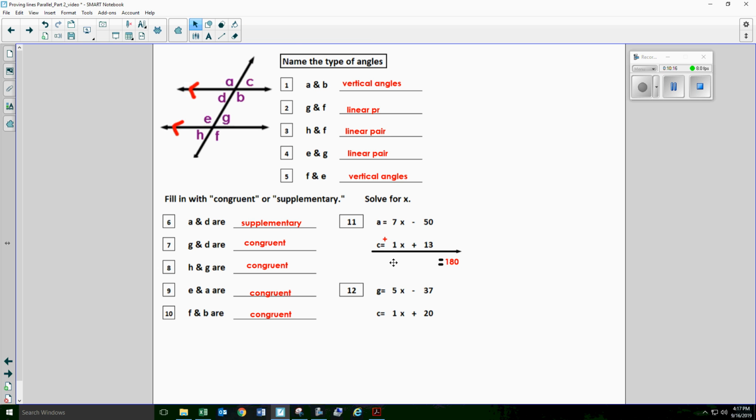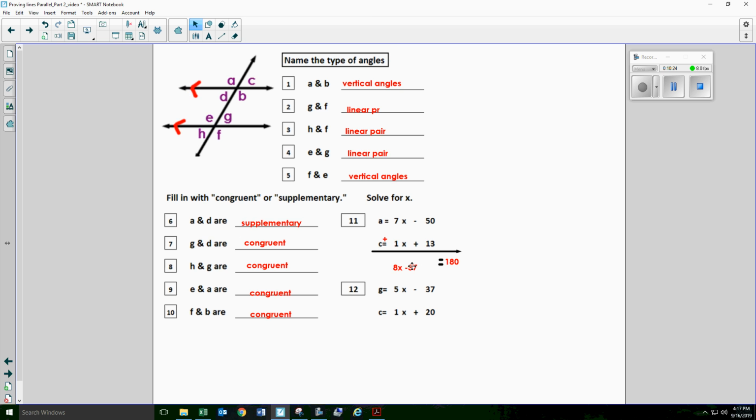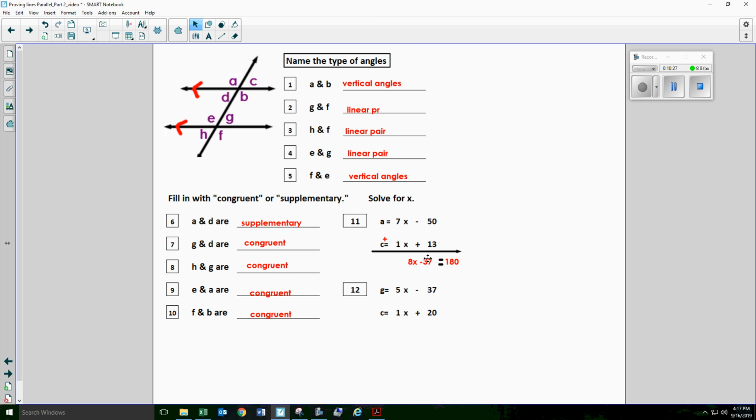Okay, so here we get 8x minus 37 equals 180, so I add 37 across. So I have 8x equals 217, and divide by 8 on both sides. I get x equals 217 over 8. That doesn't come out nicely, so it's just a fraction right there. More likely, if you see it on a normal practice sheet or test, it'll come out nicely.